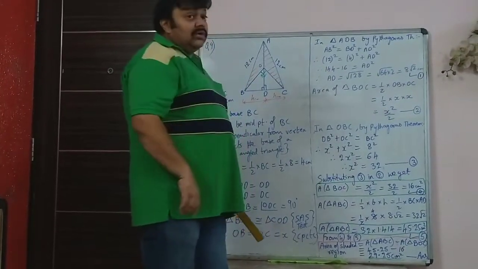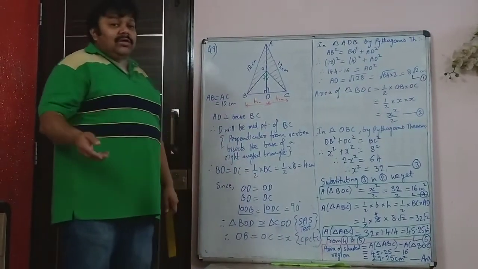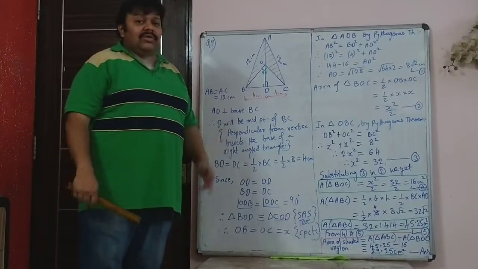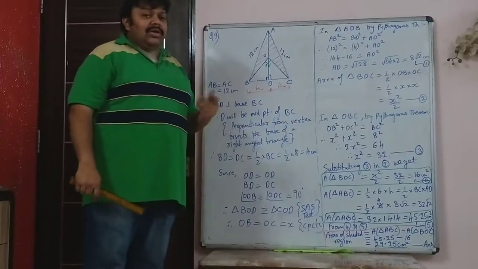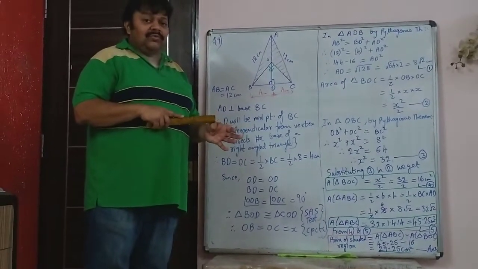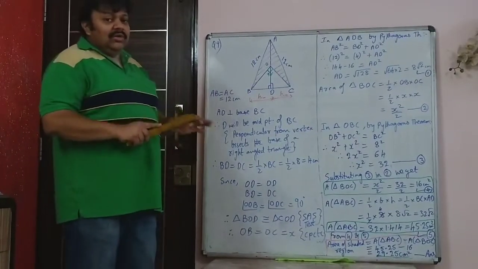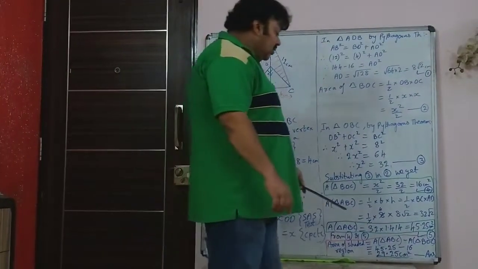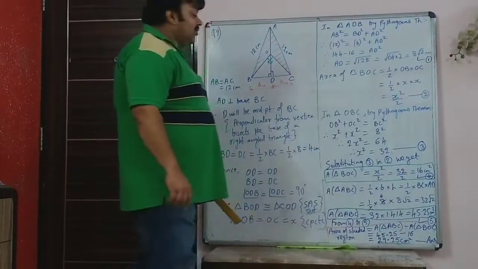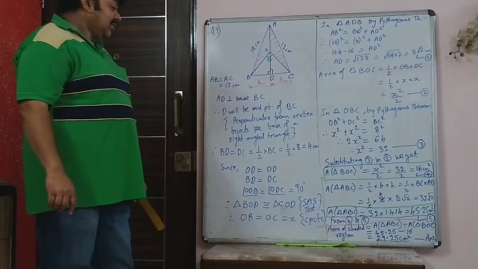So 32 into root 2, I told you that behind in your book there is a square root table. Even without the square root table, if it comes in your unit test in school, they may not give you a square root table. So you are supposed to know root 2 is 1.414, root 3 is 1.732, those values you are supposed to know. So using that, multiplying, you get the answer as 45.25. That is area of triangle ABC.